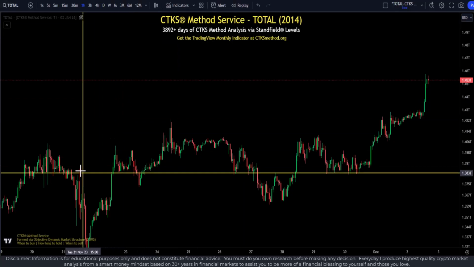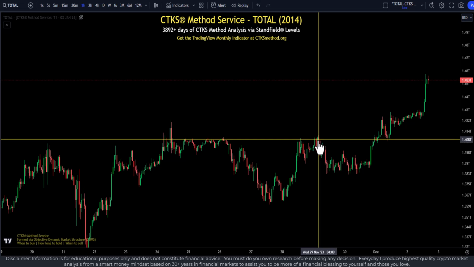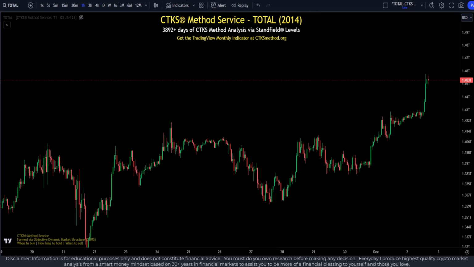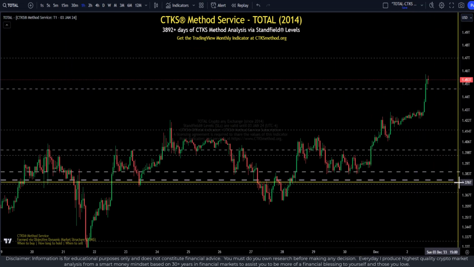Looking at total crypto market cap, we look at this particular price action. We just really can't figure out where the support and resistance levels are. Why should we care? Why do we need to know where support and resistance levels are? Well, specifically, we need to know where smart money is buying and selling. That's the key. Let's pop on the indicator and see what we're looking at right here.